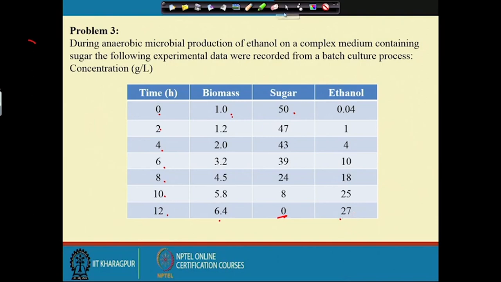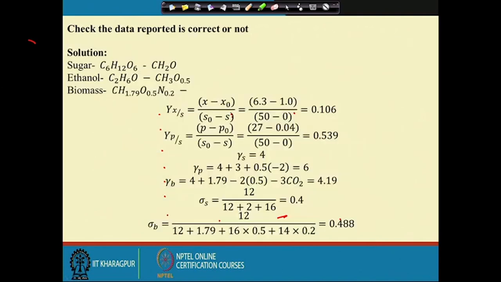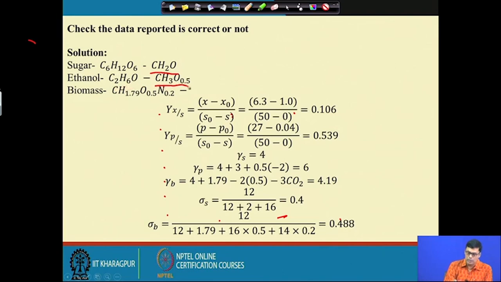So this is the question that we have, and we still have to find out whether the experimental results, the data reported in this table, are right or wrong. Let us see how we can find out the validity of the experimental results. First, the substrate is glucose. If we consider glucose per gram atom of carbon, this is CH2O, you know that. Ethanol is C2H6O, which we can write as CH3O0.5, and the average biomass composition is reported, which we can take into account.